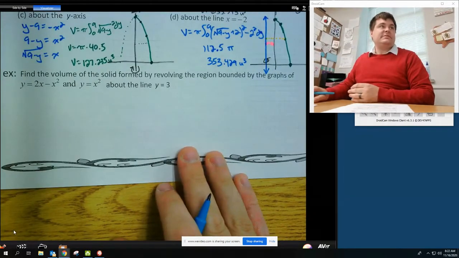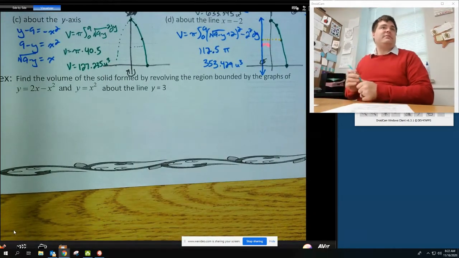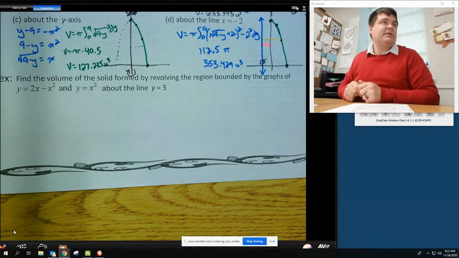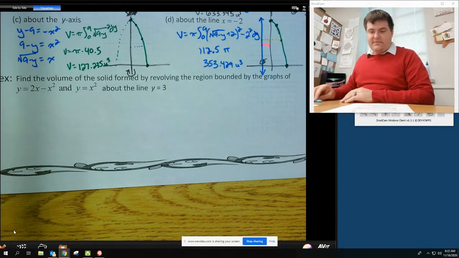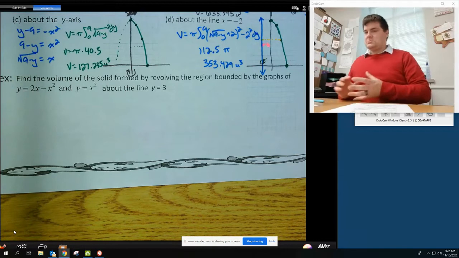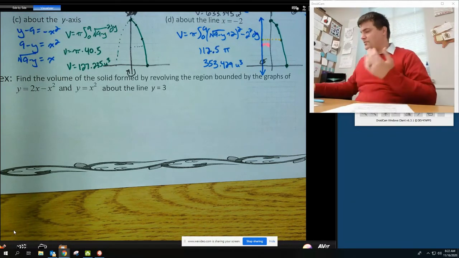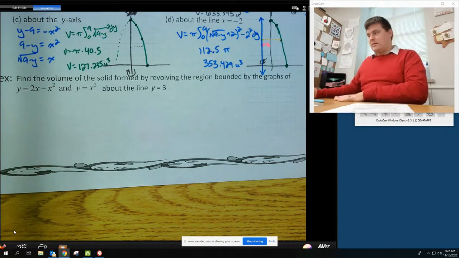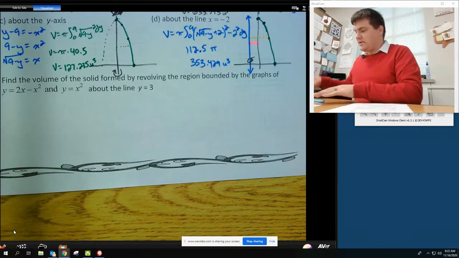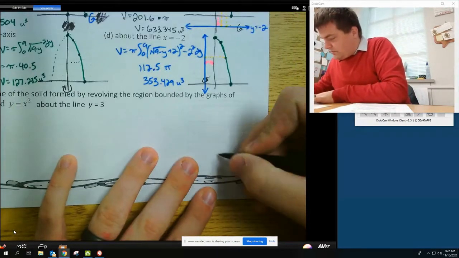All right, so find the volume of the solid formed by revolving the region bounded by the graphs. So this is one where we have two different graphs. We're not just doing a vertical axis with the graph. We actually go between these two graphs. So let's go ahead and sketch this the best that we can.